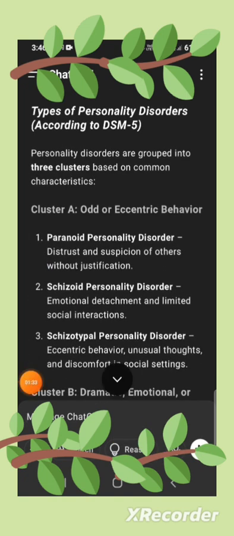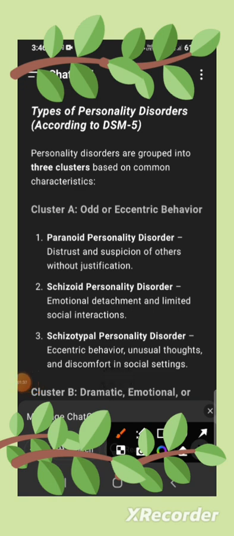Types of personality disorders. Personality disorders are grouped into three clusters based on shared characteristics. Cluster A: odd or eccentric behavior. People with these disorders often appear unusual, withdrawn, or paranoid.